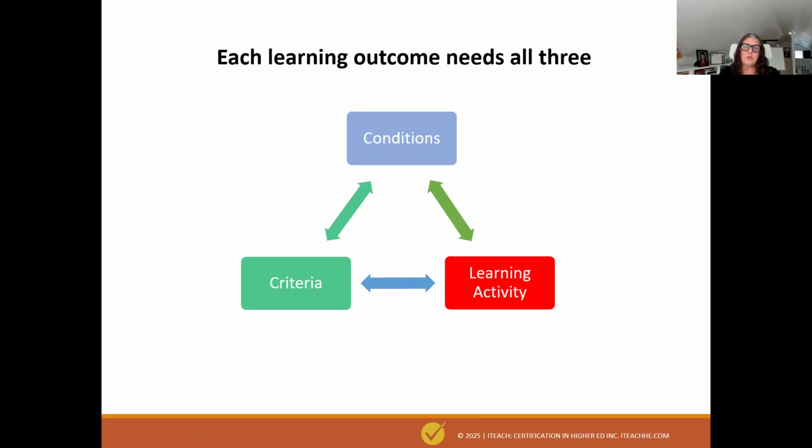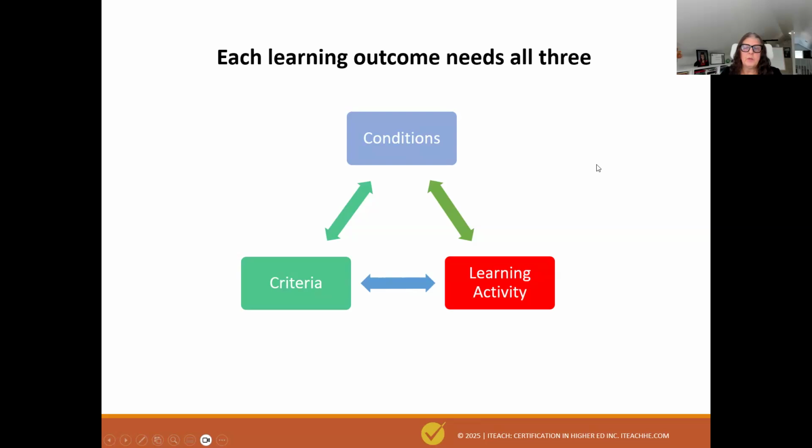For these, at the lesson, unit, or module level, you definitely want to make sure all three are stated. Also, at the course level, you want to aim to have all three. Once you get up into the program level, you may not have all of these, because it might be too specific, right? There might be some that have all three, but maybe not all of the learning outcomes at the program level, and definitely not at the institutional level.